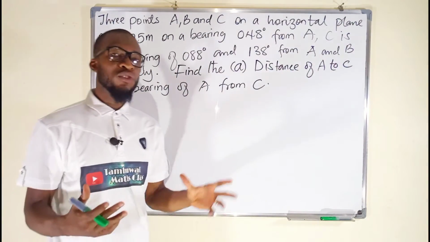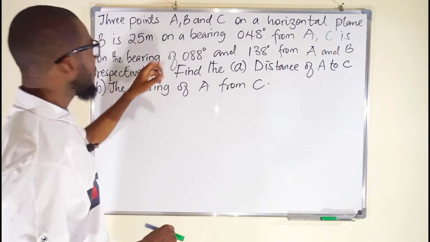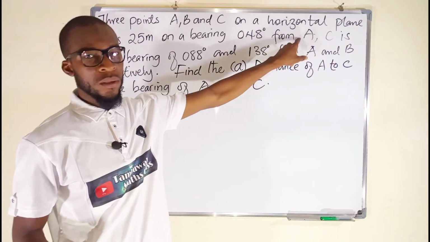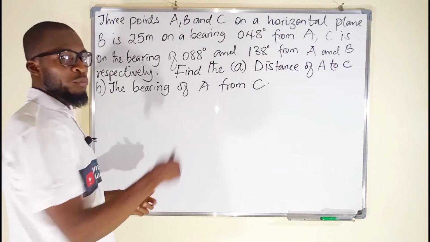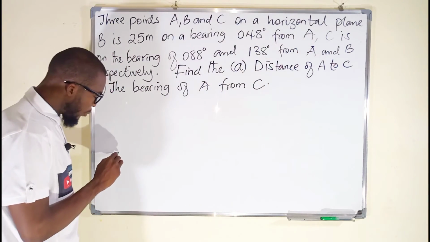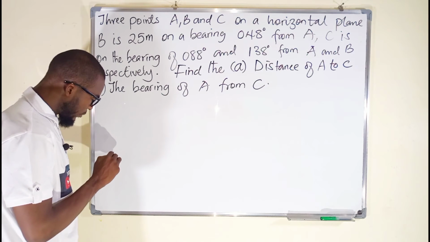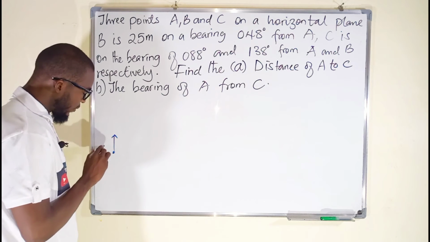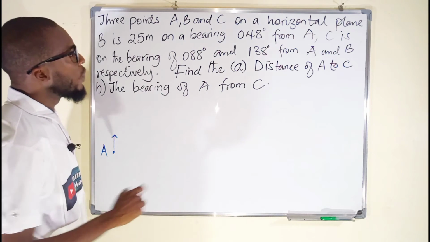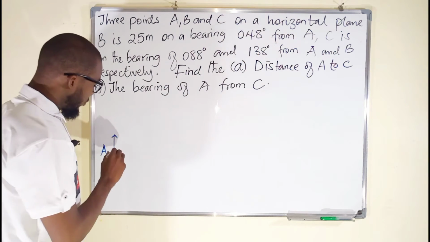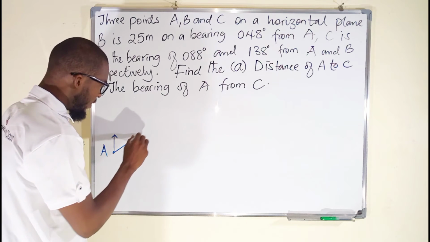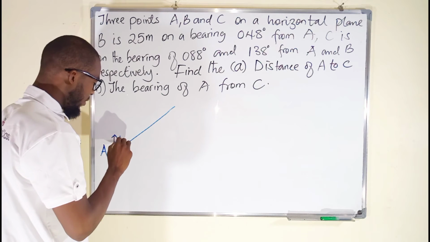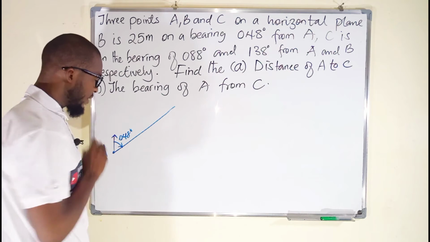As always, we are going to construct the first bearing. The first bearing is 48, and we are going to construct it from A, which is 25 meters away from B. So suppose this is our point A. You know, every point has a north pole. So this is A. 48 degrees roughly will be something like this. This is 48 degrees.